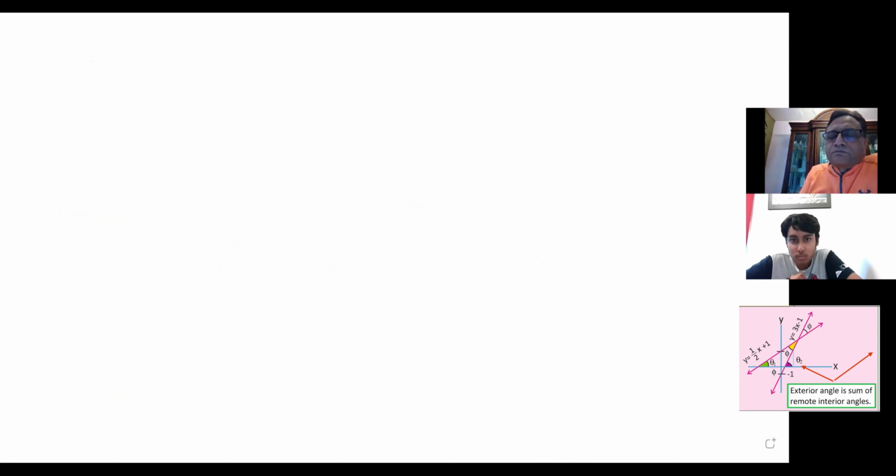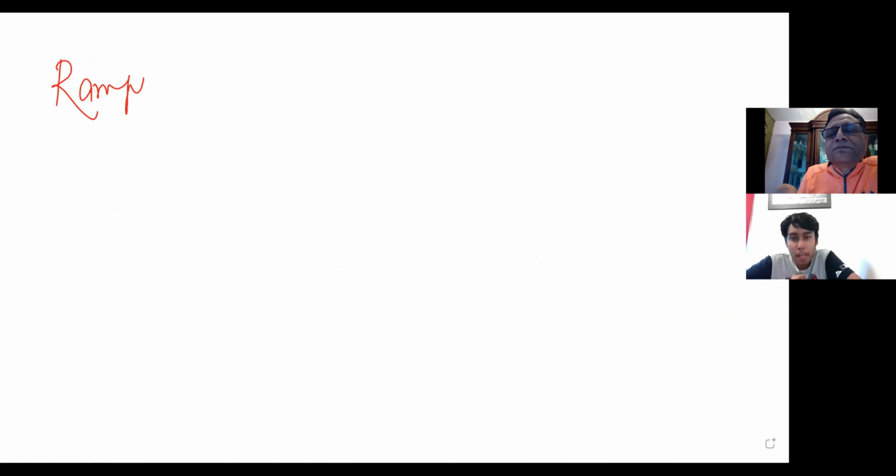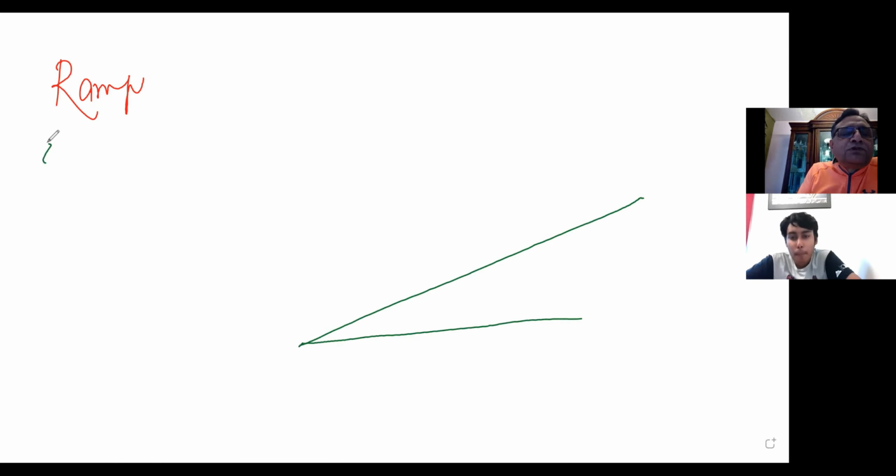So let me clear this and I'll get into the other slope gradient, which is, let's say, a ramp, right? A ramp is a very good example, and we normally have a ramp which makes things easy to roll or decreases our work, right? Or if there's a hill, we can find what is the slope of the hill, right? Correct? So a ramp or slope.